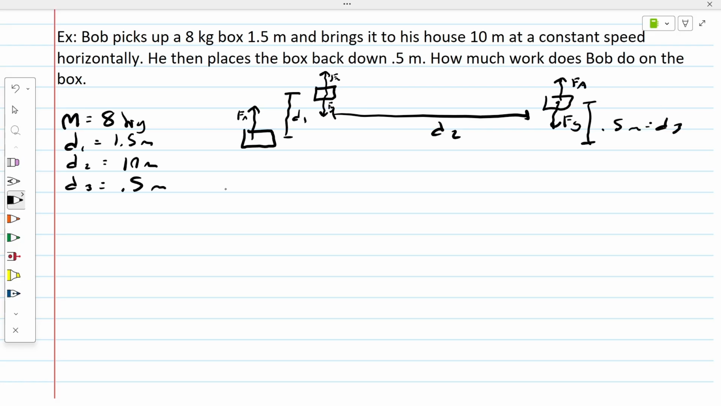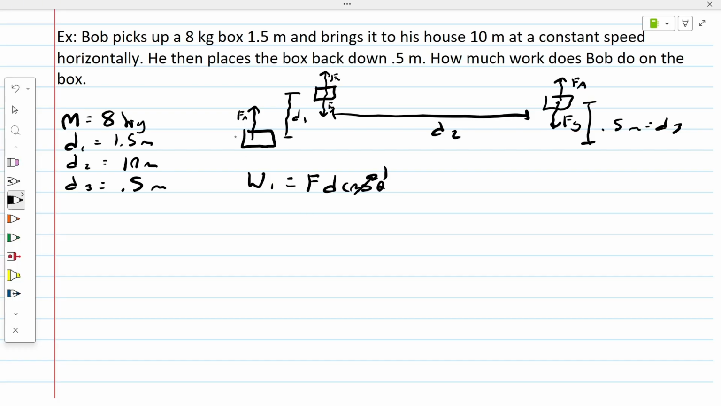So let's do it for each situation. For the first distance, the work is going to be the force that Bob is applying times the distance, and we know these are in the same direction. So we have cosine of theta, where theta is 0, so this cosine will just be 1. But what is this force going to be?